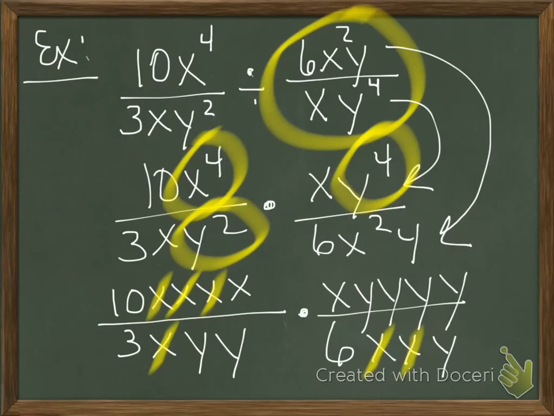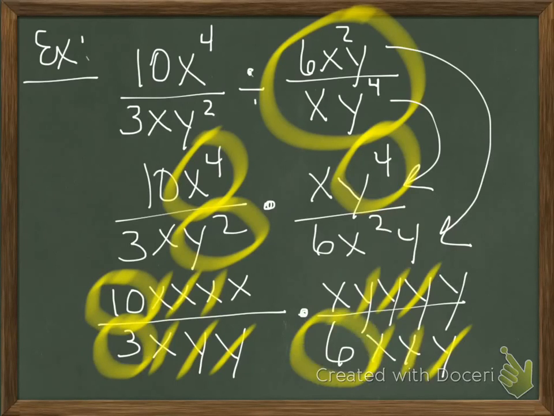Now I'm going to look for y's. 1y in the top cancels with 1y in the bottom. 1y, 1y, 1y, 1y. And I'm left with a 10 and an x and a y and a 3 and a 6. Now I need to look at my numbers. 10 and 3 and 6. 10 and 6 are both divisible by 2. So I'm going to end up using that information in just a second when I write the answer to this.